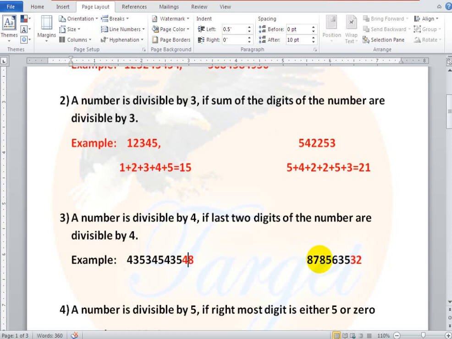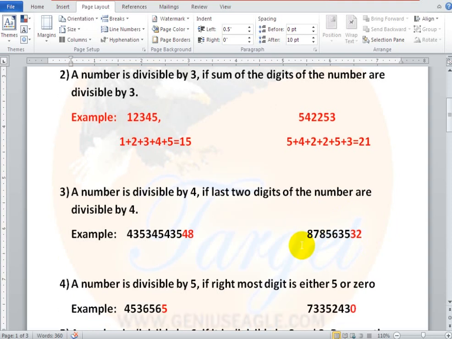Another example, 87856352. Now again, you should notice that the last two digits are 32. So 32 is divisible by 4. So this complete number will be divisible by 4.